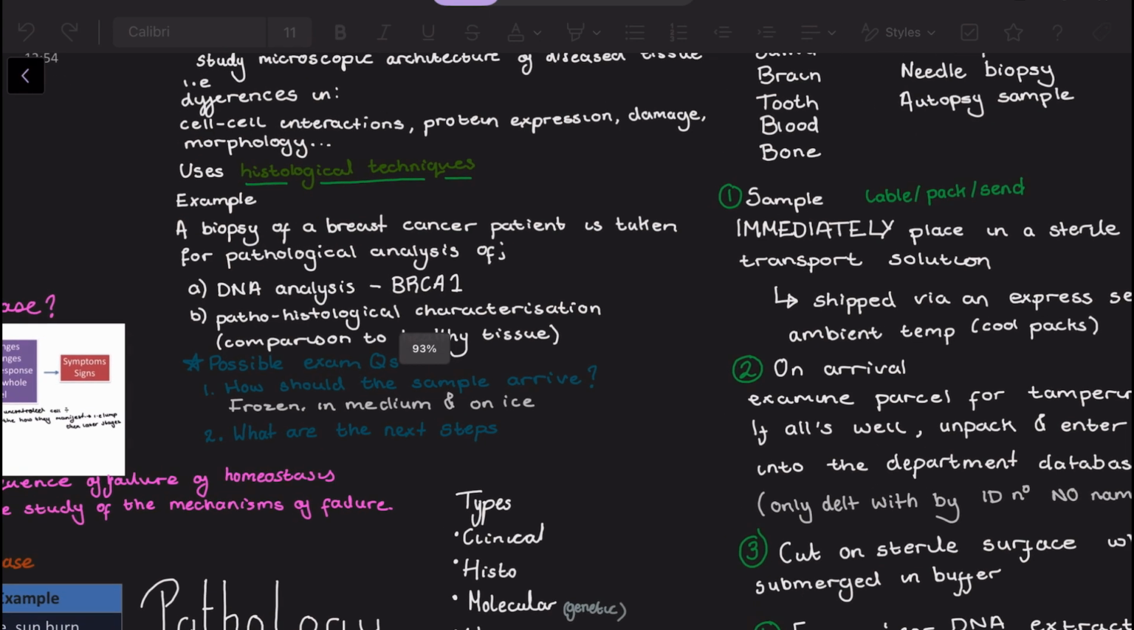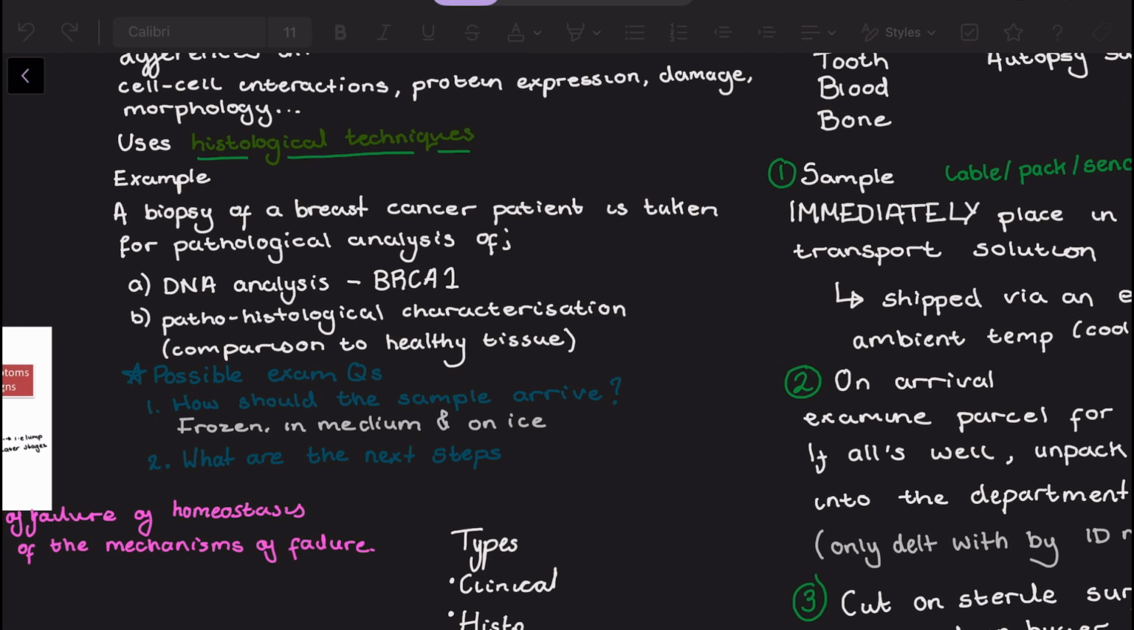So, we can have an example here. Say a patient comes in, she undergoes breast cancer surgery, so she has a small biopsy taken for pathological analysis. When the specialist reviews it, they decide they want to have DNA analysis done to look for the BRCA1 gene. This is associated with an increased risk of breast and ovarian cancer. And then a pathohistological analysis, so the physical characteristics of the sample, so how does the tissue actually compare to a healthy sample. And how would we do this?